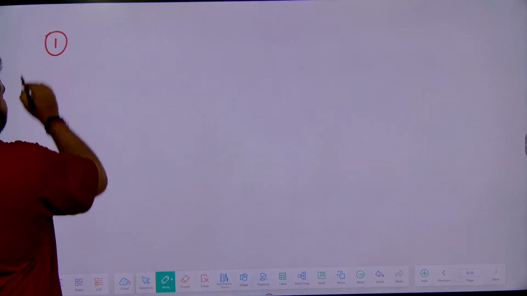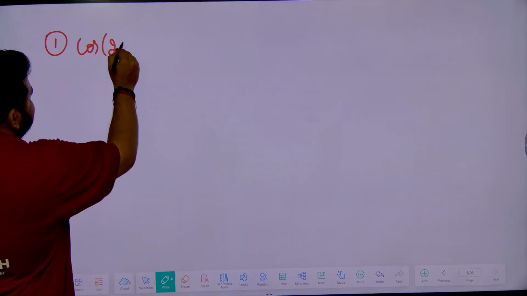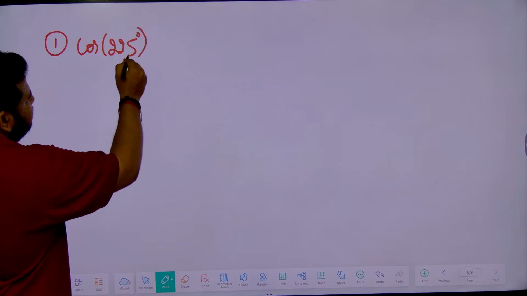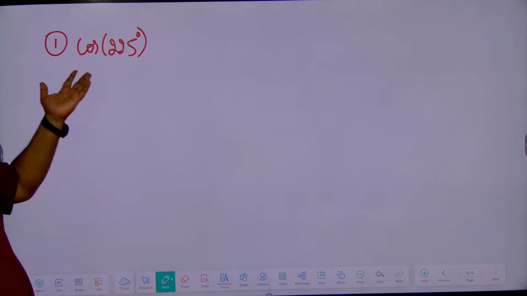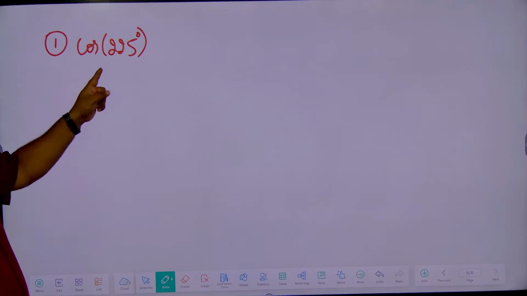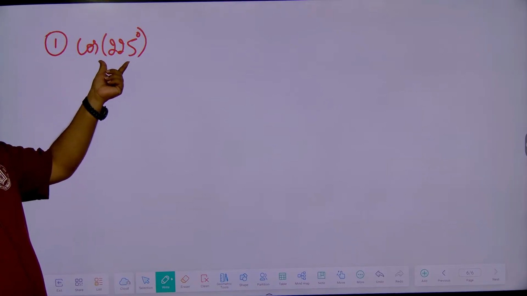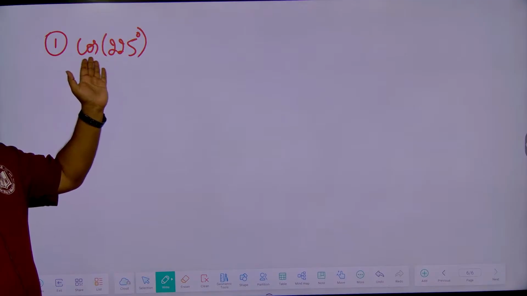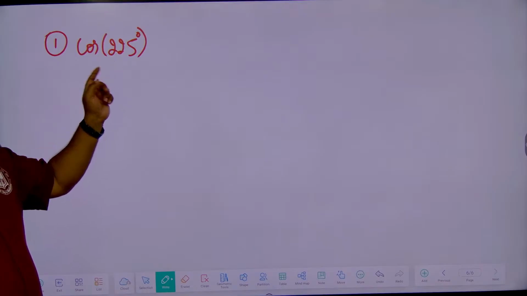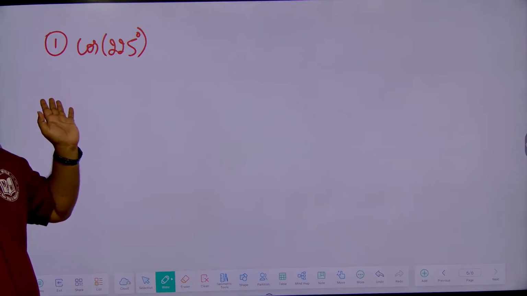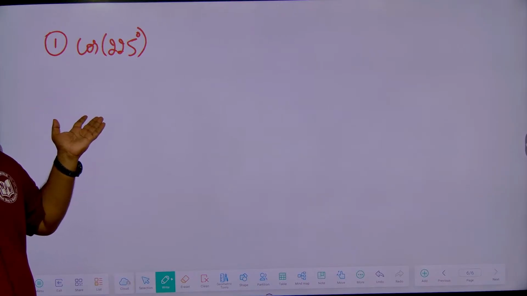Suppose I want to find cos 225 degree. I don't know the exact value as of now. First of all, tell me, do you look at the original angle? Look at the original angle, this 225 degree, to decide the sign. First we will decide the sign. 225 degrees is in which quadrant? Third quadrant. What you told is correct.